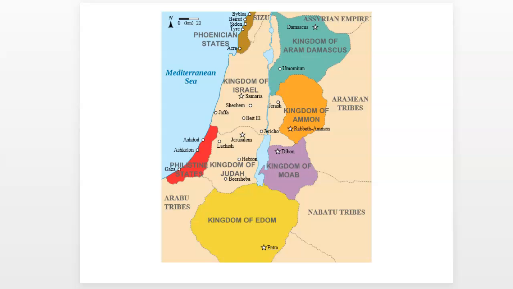This is the sort of land that we're talking about here. The modern-day country of Israel is over here, and it's been a part of land that's been inhabited for a really long time. It's part of the ancient Near East, so it's an area of land that's been much disputed and fought over and conquered for a really long time.